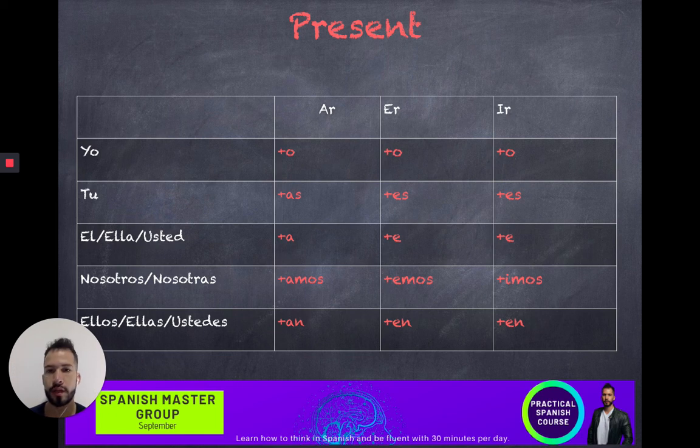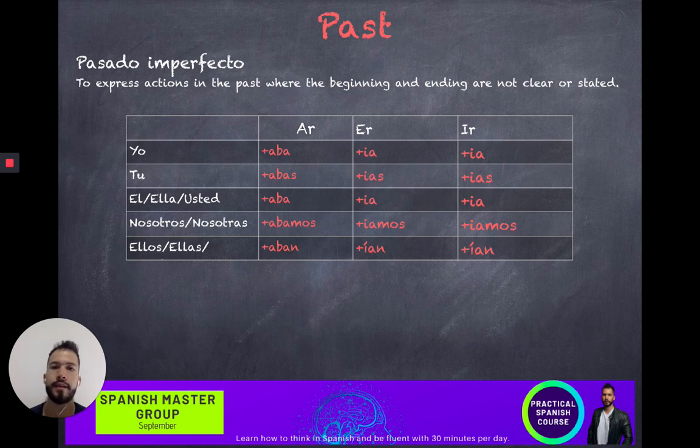Nosotros, nosotras, you add amos for AR, emos for ER, and imos for IR. And then ellos, ellas, ustedes, you add an at the end of the verb for AR, then en for ER and IR. That's the pattern for present. Okay, then we start with past.